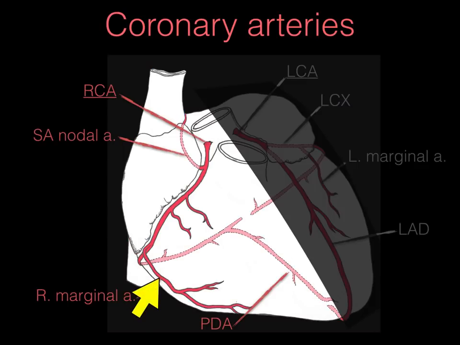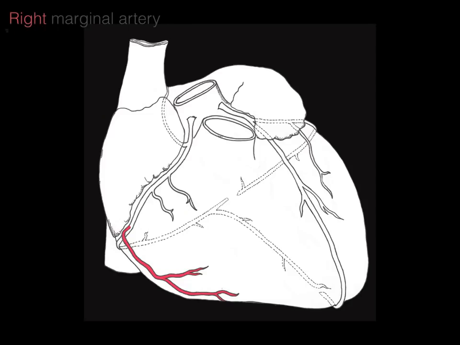Next one is the right marginal artery, that one. So the right marginal artery gets its name because it's right. It comes from the right coronary artery and it comes from the right side of the heart. Marginal because it courses all along that right margin of the heart.